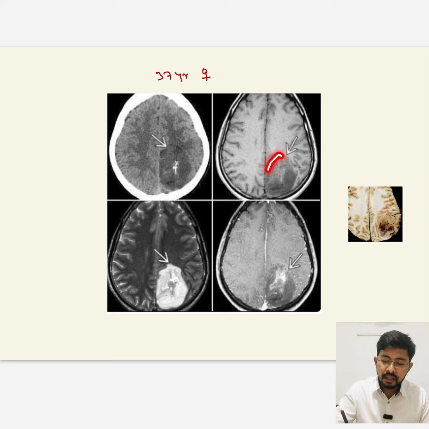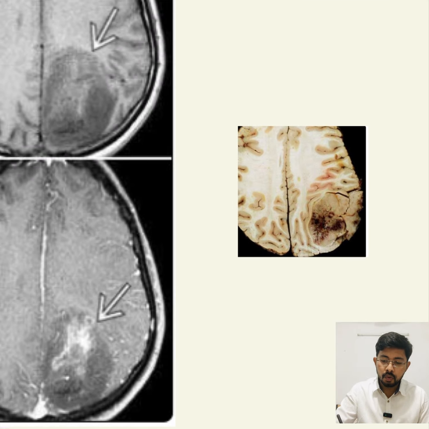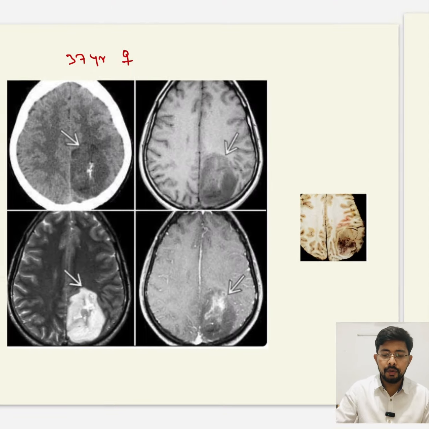On MRI we can also see a hypo to heterogeneously hyperintense mass lesion present in the parietal lobe. The T2 weighted image shows heterogeneous hyperintensity with focal hypointense areas within the lesion, showing cystic, degenerative and calcification foci. On the post-contrast, post-gadolinium study, it shows heterogeneous enhancement. Later it came out to be a WHO grade 3 oligodendroglioma.